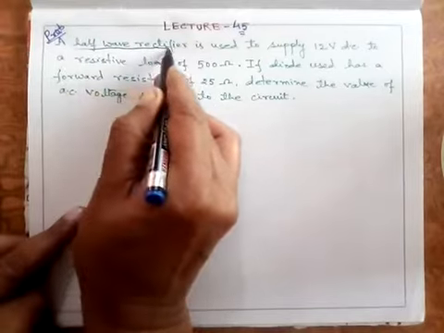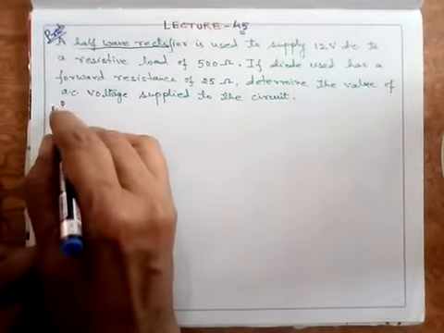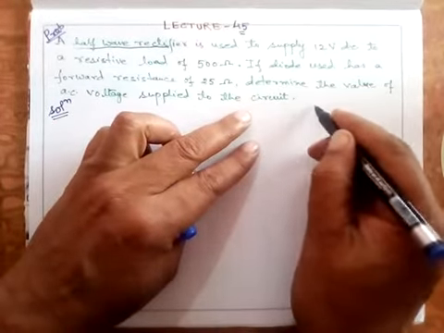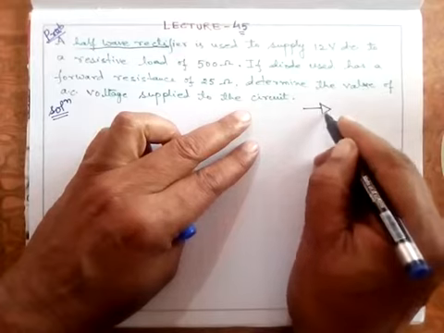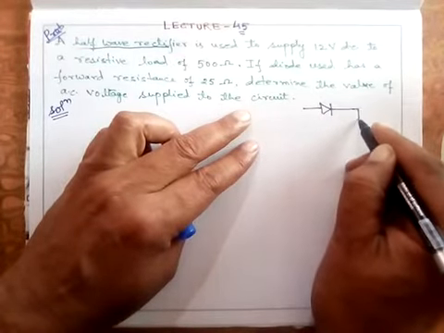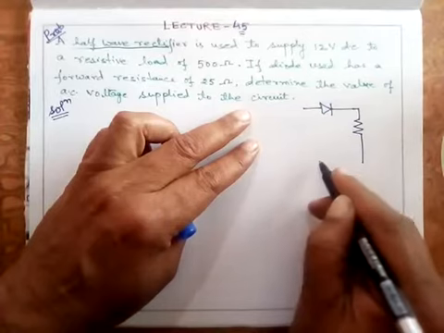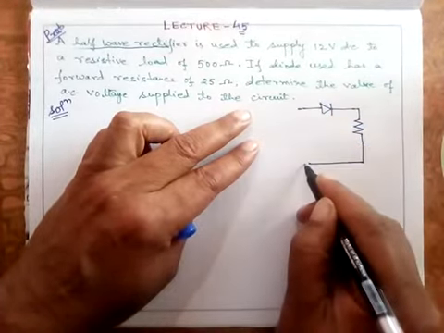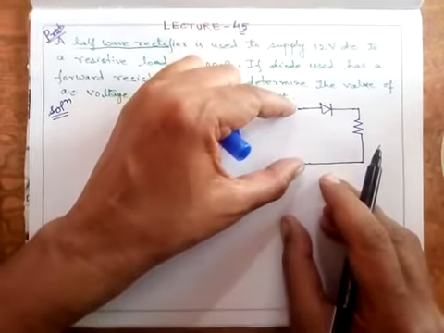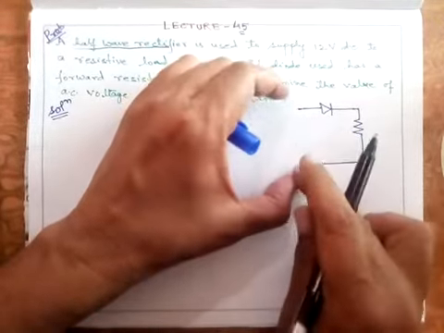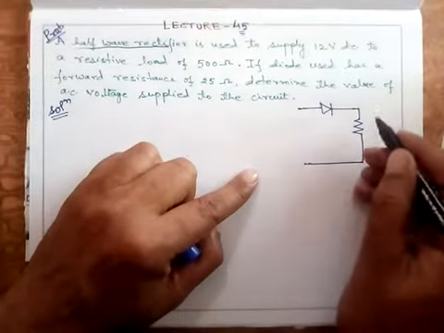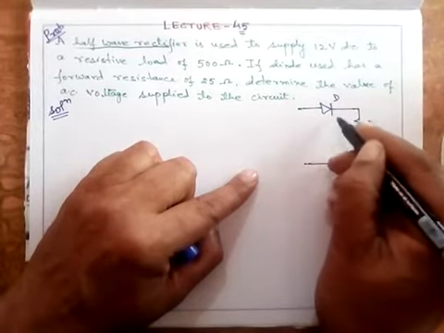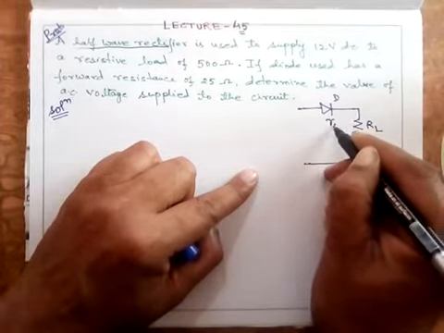First of all, I draw the circuit for this half-wave rectifier. Look at the solution. Initially I draw the half-wave rectifier. You have a diode here, followed by a load resistance, and an AC is applied here. At this point you have some AC, which is the secondary output. I'm not showing the transformer here because transformer specifications are not given. This is the load resistance RL and this is the diode D having some forward resistance RF.